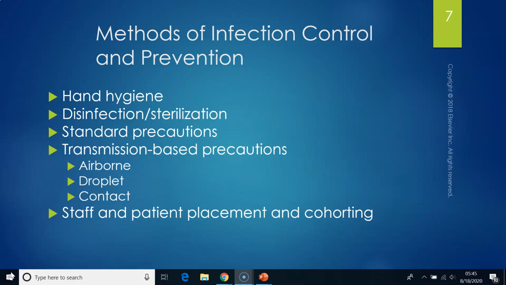During the COVID-19 pandemic, most hospitals have been cohorting the patients who are presumptive or who do have COVID-19 onto particular units, and those nurses and staff are taking special precautions when taking care of those patients, such as airborne PPE, wearing the N95 mask, placing the patient in negative pressure rooms. So that's one very current example of cohorting.